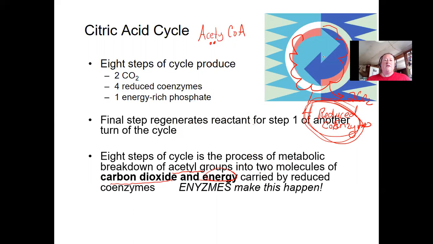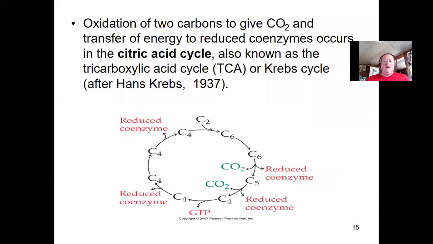One thing about the citric acid cycle is that with each step of the way, enzymes are required. So here is our acetyl group. What happens is the 2 carbon acetyl group hooks up with a 4 carbon molecule to make a 6 carbon molecule. And each step of the way, things change.